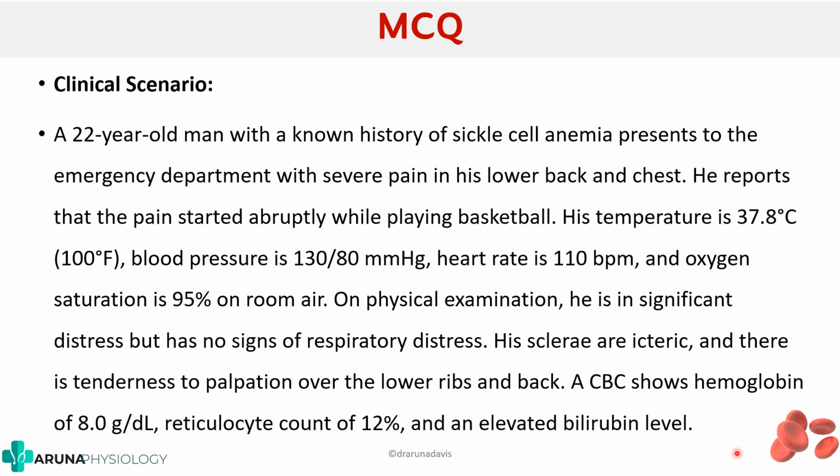See, in this case, they've already given the diagnosis as sickle cell anemia. But what is this presentation in the emergency department? What has caused the severe pain in the lower back and chest? Most probably it will be a vaso-occlusive crisis, right? So let's see the different questions that can be asked from this MCQ.